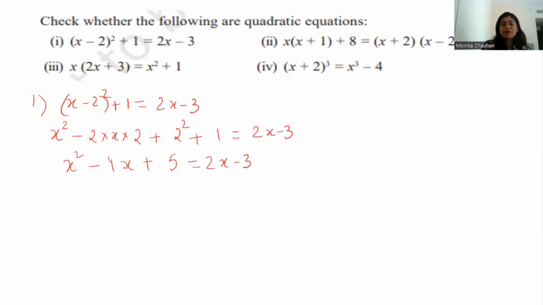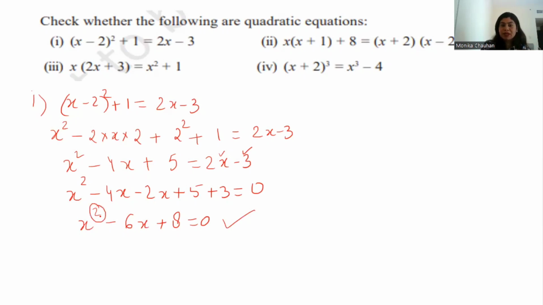Okay, so now we have to solve it further. You take all these terms from the right-hand side to the left side. So you have to combine the like terms. It means minus 4x becomes minus 2x, this becomes plus 5, and this becomes plus 3. And nothing is left on the right-hand side, so it automatically becomes 0. So x square minus 6x plus 8 is equal to 0. Do you think this is a quadratic equation? The answer is yes, definitely. You can see the degree of the variable is 2, and the coefficient of x square is 1. It's not 0. So it is a quadratic equation.